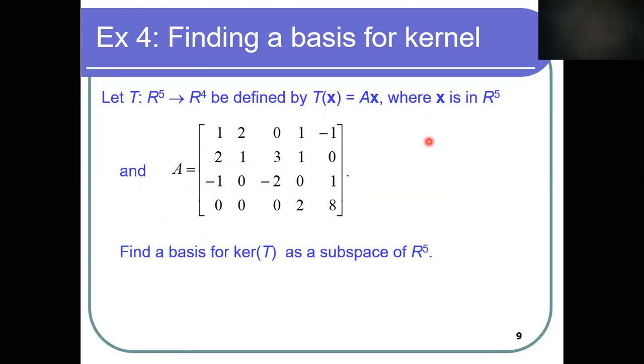Say you have a transformation from R5 to R4, defined by T(x) = A x, where x is in R5. I have to find the basis for the kernel of transformation as a subspace of R5. I mean, I have to calculate the kernel of transformation. So I have to solve the homogeneous system of equations Ax equal to 0 and find all the values of x that make this transformation 0.